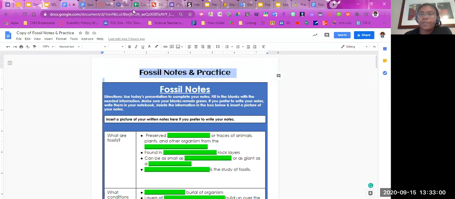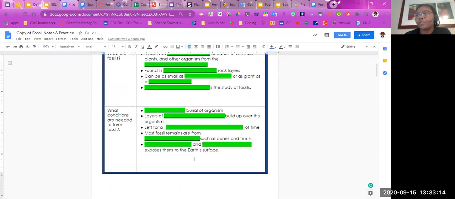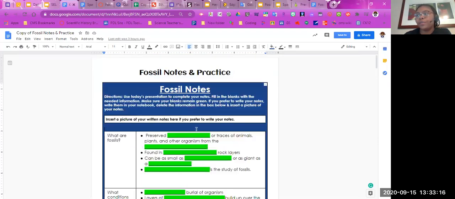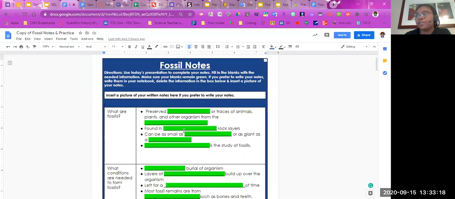So I know last week when I asked how would we prefer to do our notes, some of us said that it was about half and half. Some of us like to write them and some like to type them. So if you are wanting to type them, as we go through the presentation, the information is right here. You can just type in the blanks and you can turn it in.